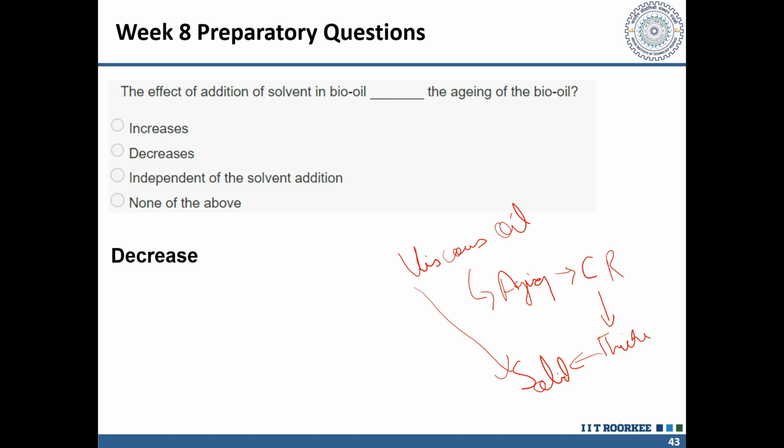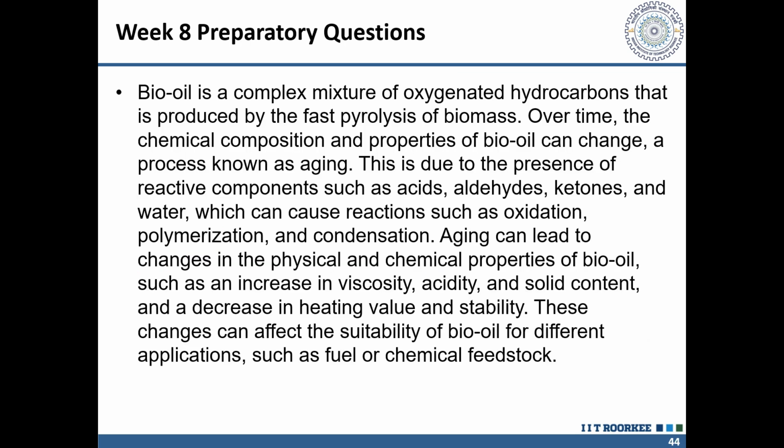This aging can be prevented by just one thing, and that is by the use of a solvent. If we use the solvent to dissolve the bio oil, then this aging is stopped. Therefore, the correct answer is decrease. The effect of addition of solvent to bio oil is to decrease the aging of the bio oil.